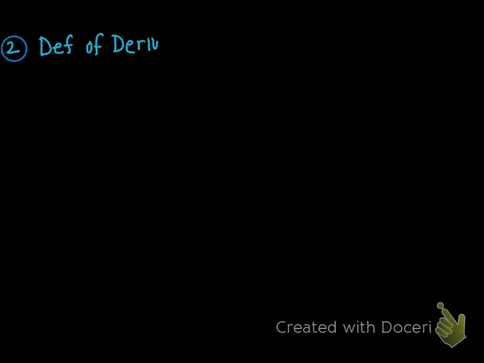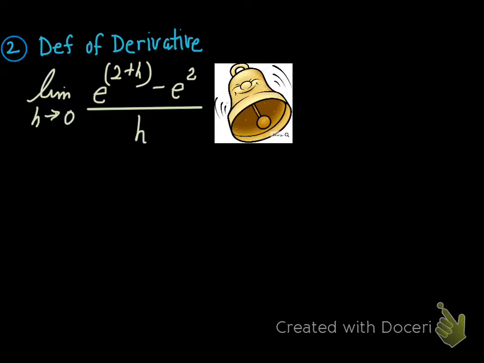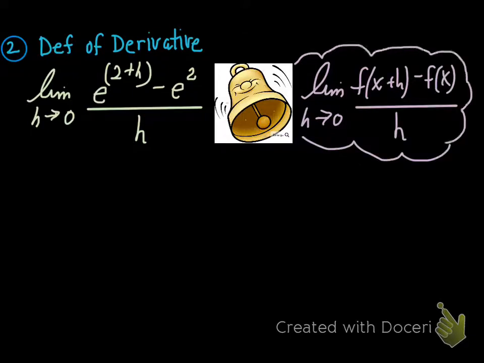Here's the second, and it's the definition of derivative. Sometimes you see a problem and you have to have bells go off in your head. You see this problem, like the limit as h goes to 0 of e raised to the 2 plus h minus e squared all over h. Well, what needs to occur to you, with bells going off in your head when you see an expression like this, is that this parallels the definition of derivative. That is the limit as h goes to 0 of f at x plus h minus f at x all over h.